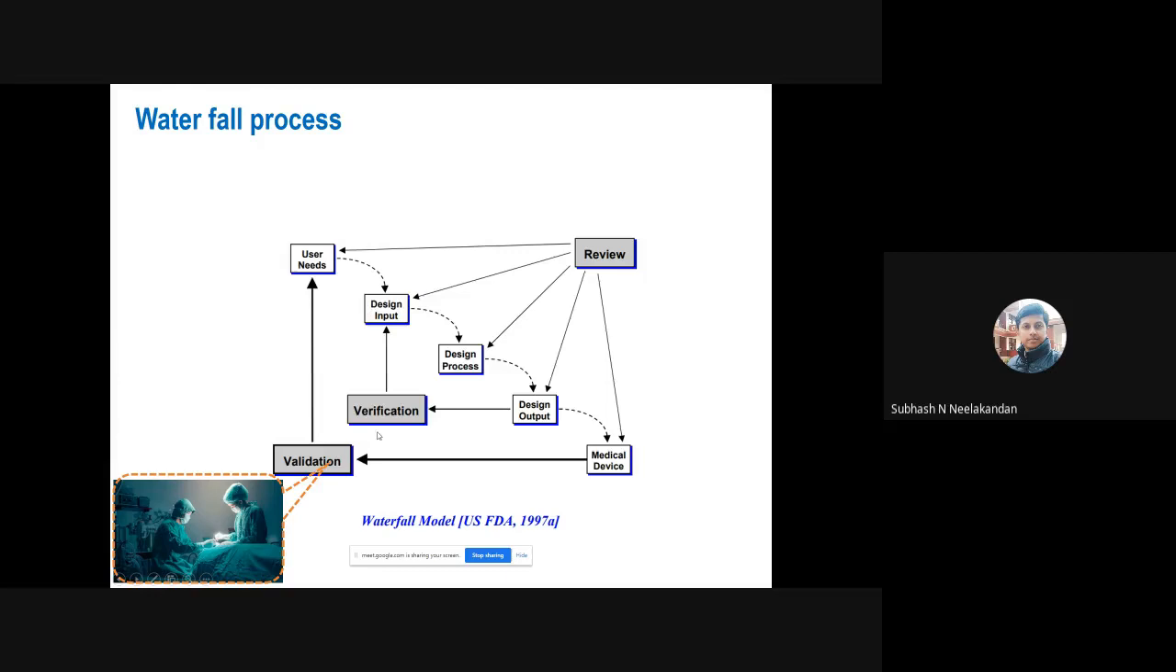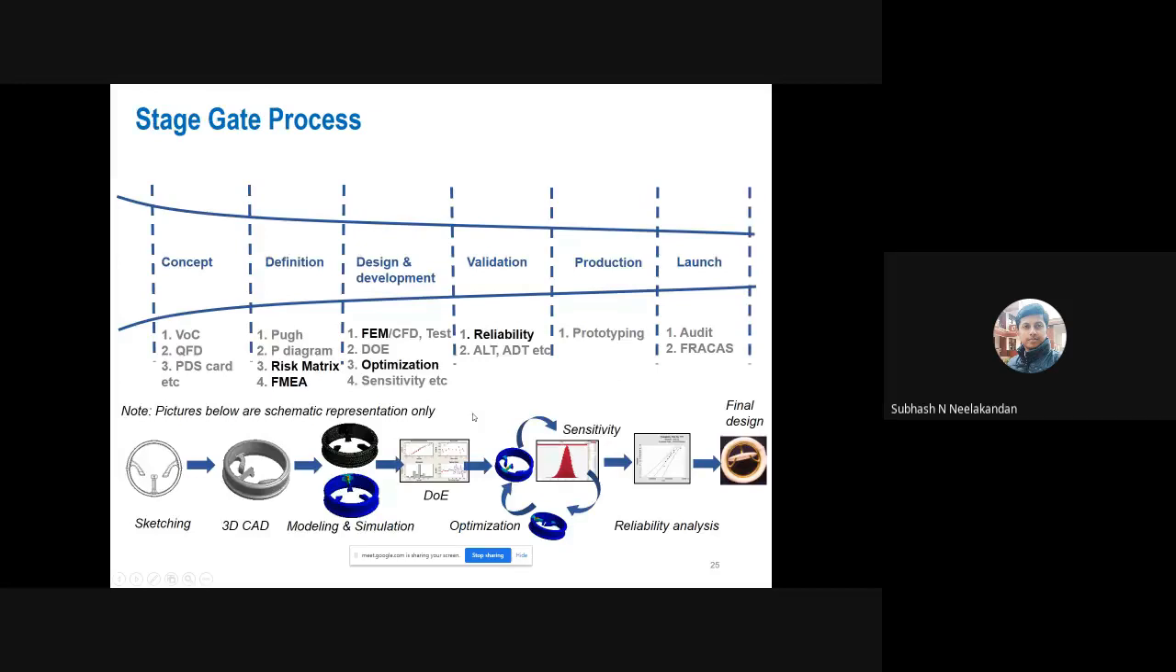Even if the verification is 100% positive, the validation can go wrong if we make any mistake in this particular step. So in general, there is a saying in the industry for any established devices in the market: if you are done with user requirement to design input gathering, we are 50% done. The rest of the activities will take care of themselves. So this is a generic idea of the waterfall process.